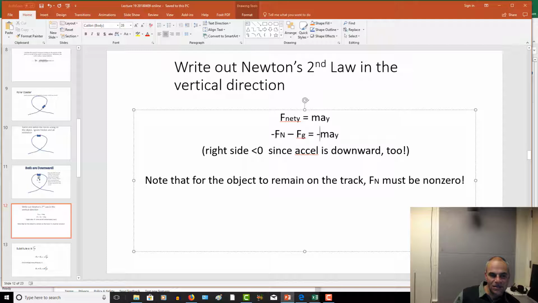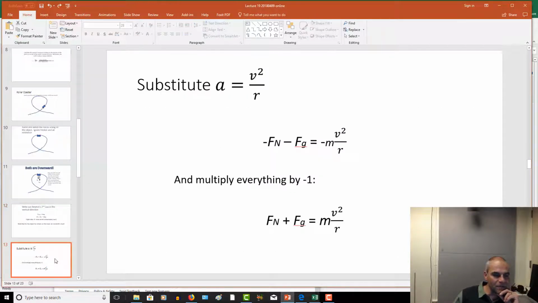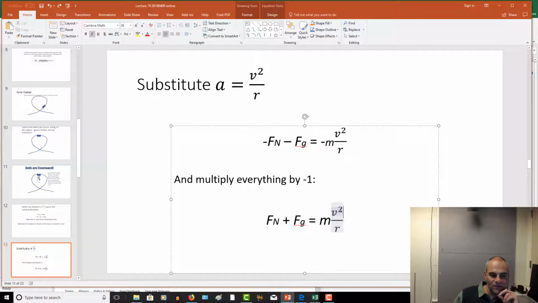In order for the object to stay on the track, this is important, I'll mention it right now since it's written there: the normal force has to be non-zero. It has to be greater than 0 for the object to stay on the track. Once the object leaves the track, the normal force is gone, and the object is then in free fall. We don't want that to happen. So a couple of things I'll do. One is I'll replace the acceleration with v squared over r, and the other, as I mentioned, is I'll multiply everything by -1. So the equation that we had earlier is now this, where acceleration is given by the centripetal acceleration, v squared over r.